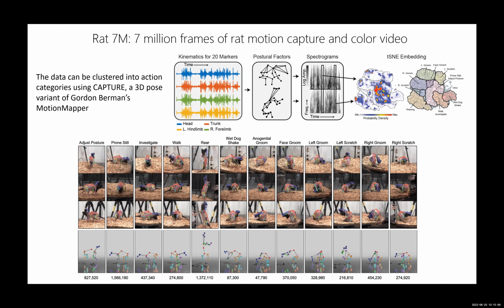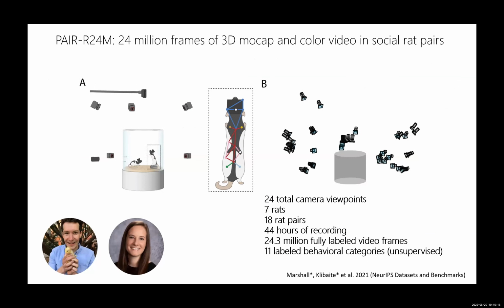Behaviors are all in one type, one part of the map, and rearing behaviors in another, etc. Okay, so that was rat7m. We also recently published a new data set for social animals. So two rats behaving together in an arena.